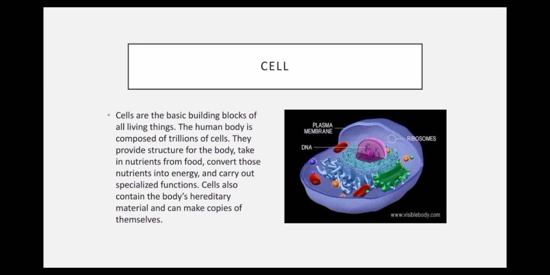And also, cells have many parts, each with a different function. Some of these parts, called organelles, are special structures that perform certain tasks within the cell. Human cells contain the following major organelles.